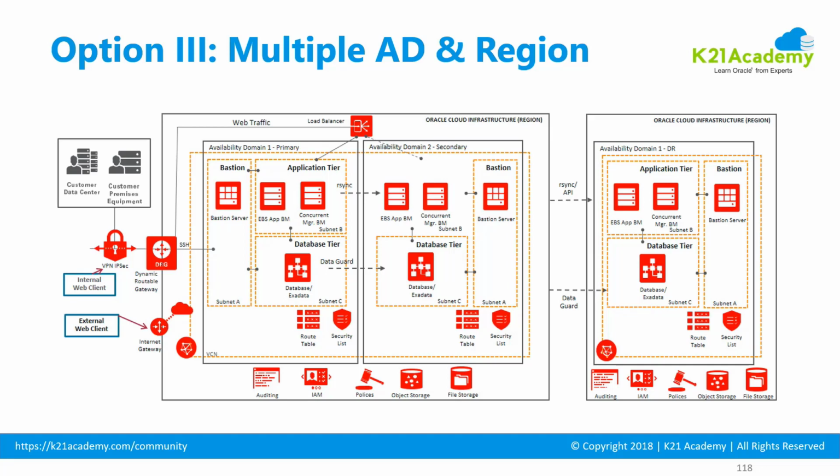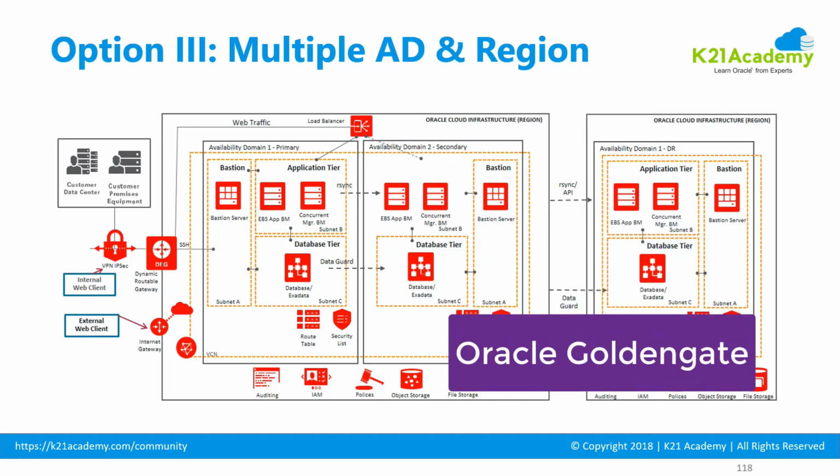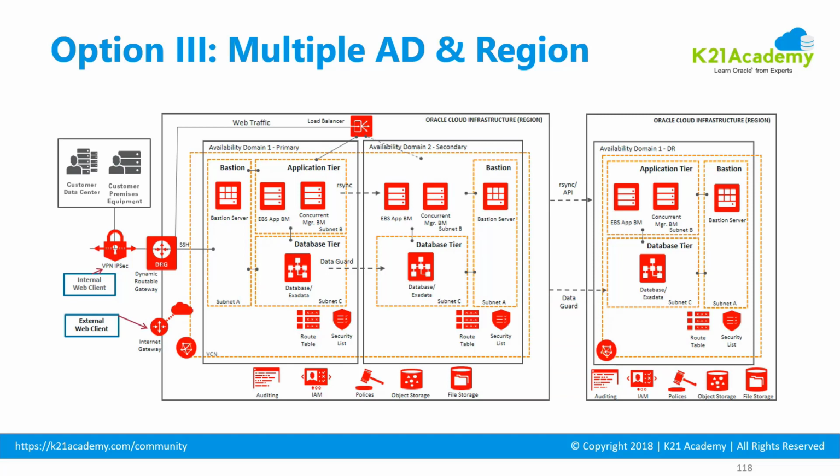So you configure the remote VCN peering, then you configure Data Guard from one region to another region for your database tier, and you use rsync, or you can use APIs, to sync the data from one region to the other region. So it's taking whatever you have done in option 2 to the next level by replicating across a region. Now, for database tier, you have another option, which is Golden Gate Cloud Service. Golden Gate is for replicating heterogeneous databases across different geographical locations.